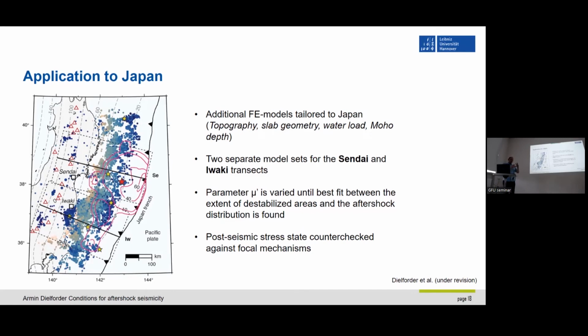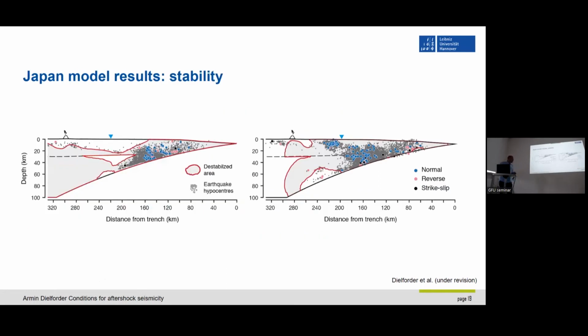And then we try to find the best fit solution, in which we encompass most of the aftershock solution within areas that experience a favorable stress change. And these results are then counter-checked against the stress information that we get from the focal mechanisms. And here you see the results for Japan. The left one is for the northern, the main slip area, and the right one is for the southern slip area.